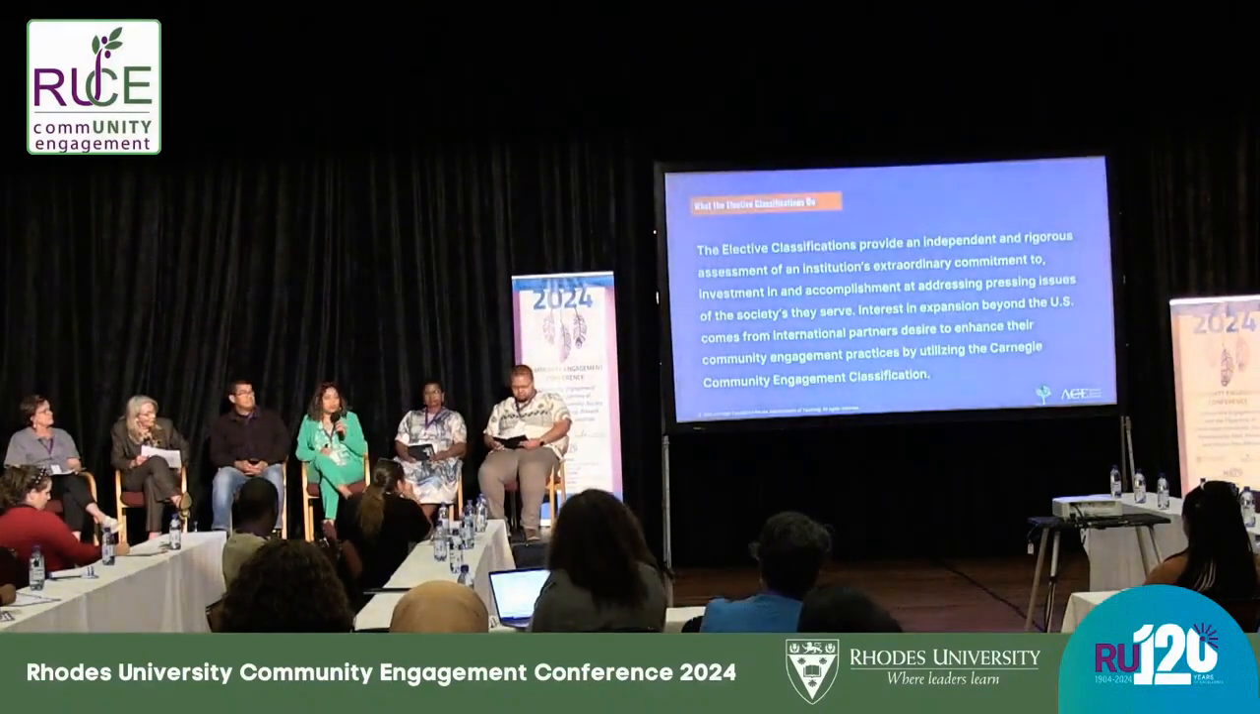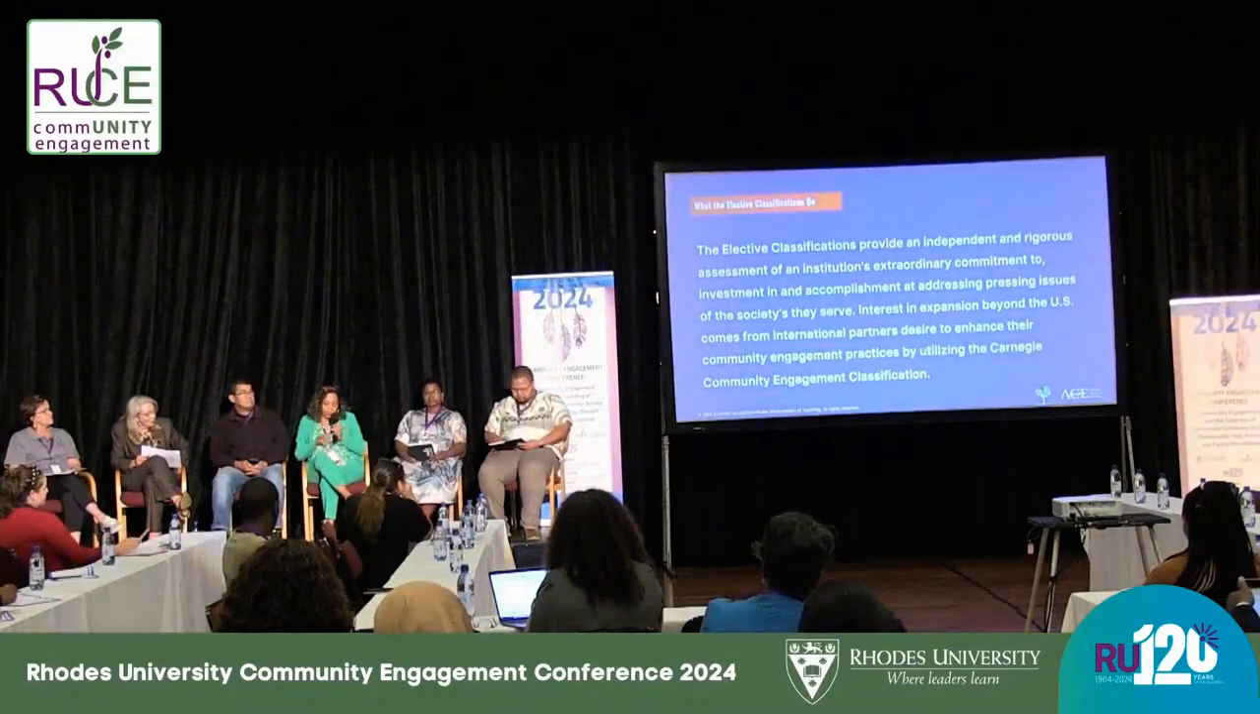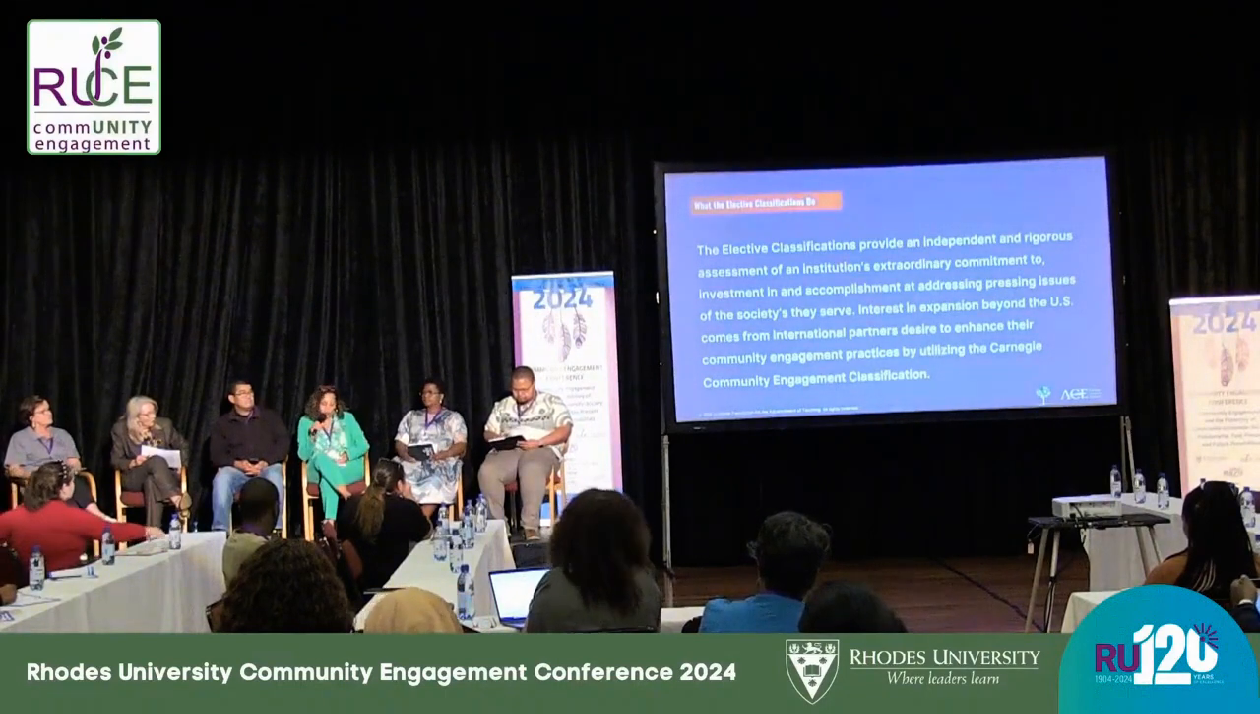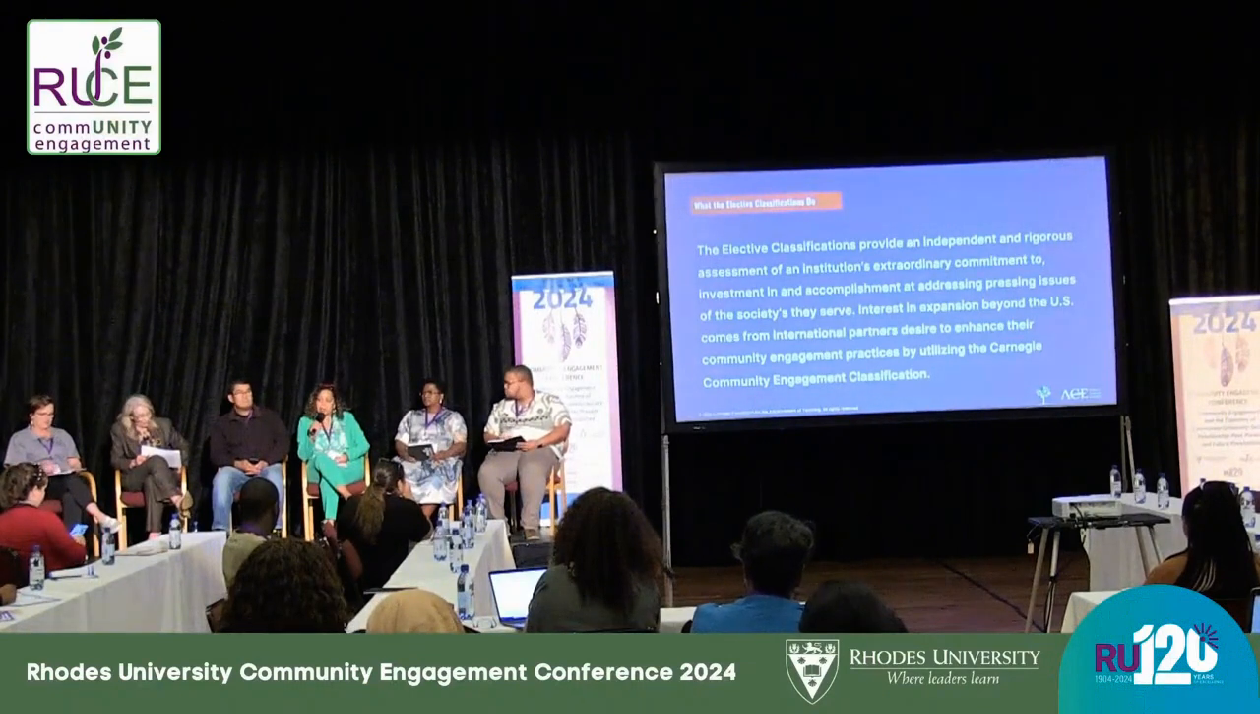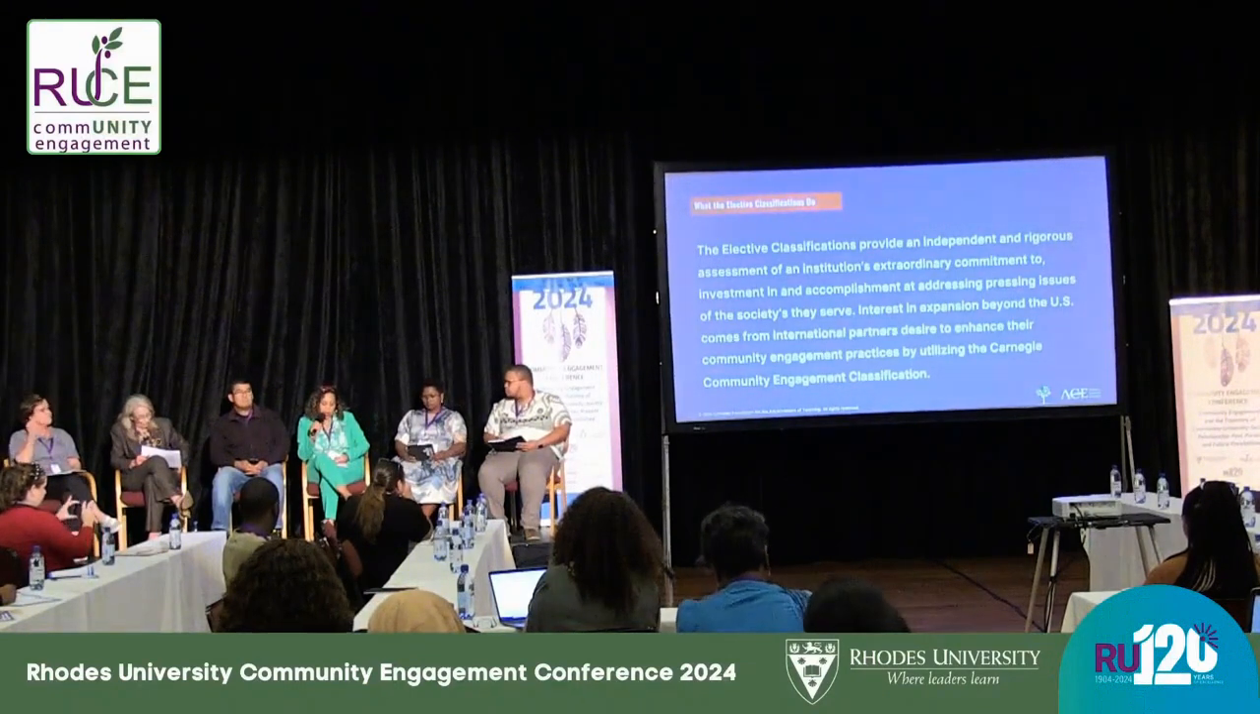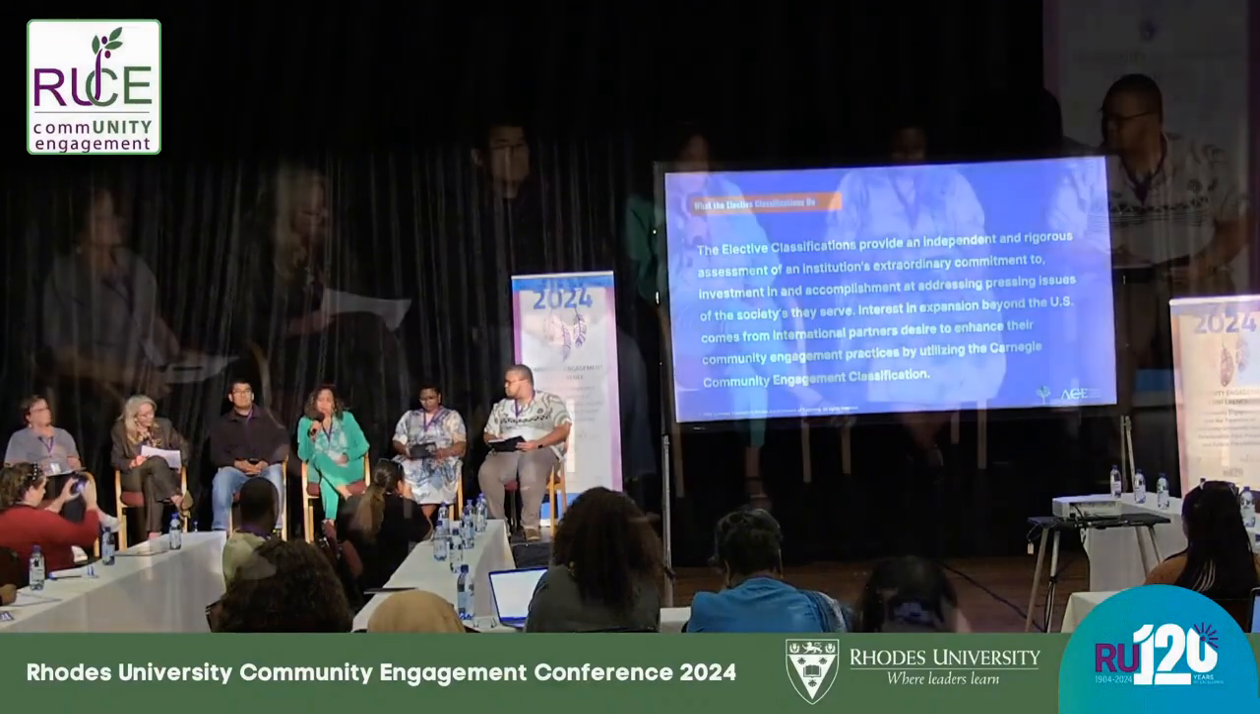All right, so the elective classifications provide an independent and rigorous assessment of an institution's extraordinary commitment to, investment in, and accomplishment at addressing pressing issues of the societies they serve. In particular, we have community engagement, and then also in the United States, we have leadership for public purpose. Our work outside of the United States, the community engagement elective classification in the U.S.